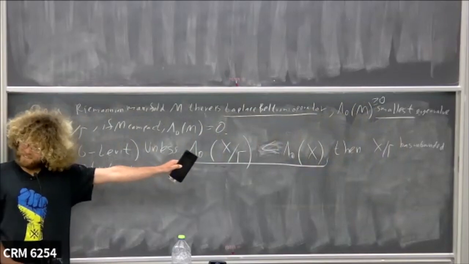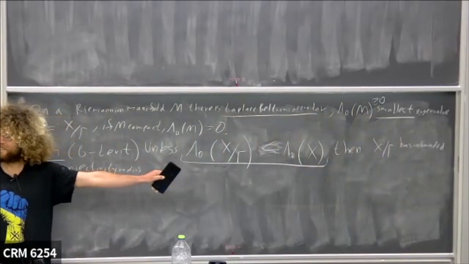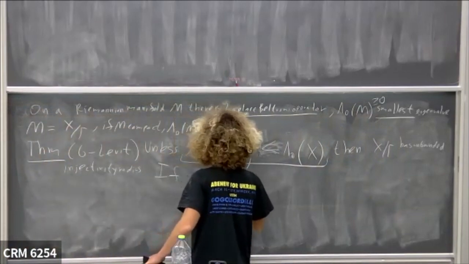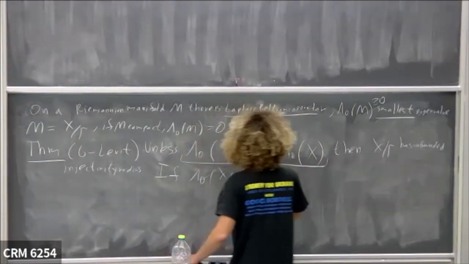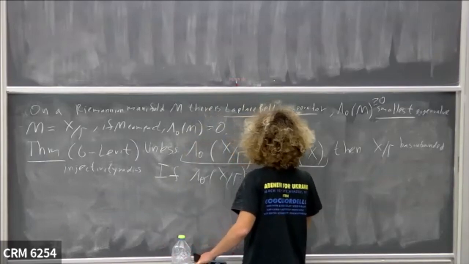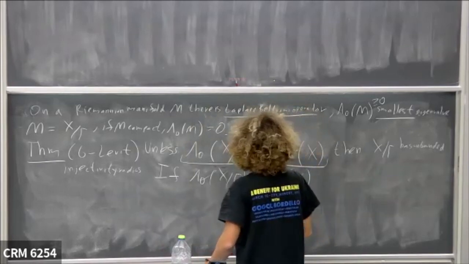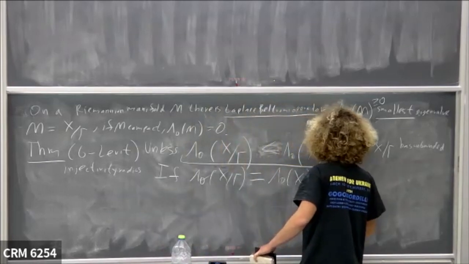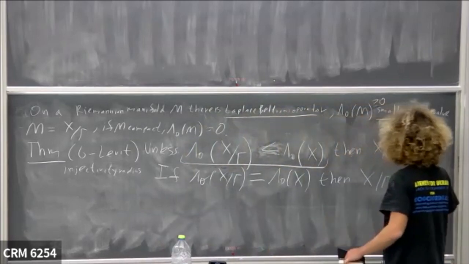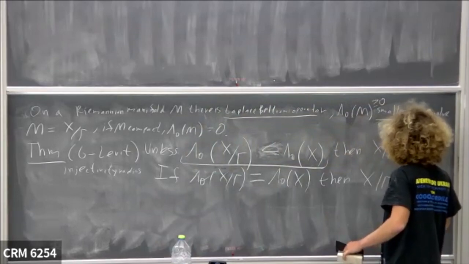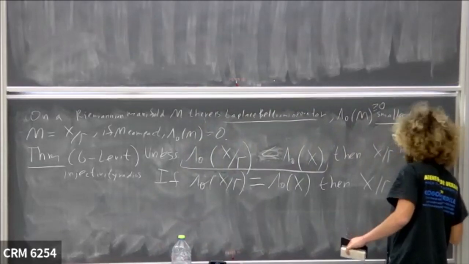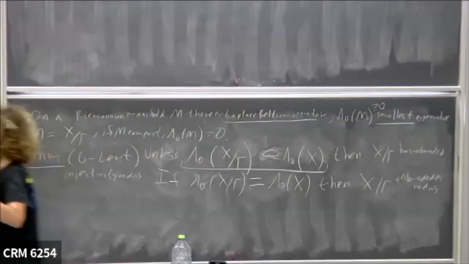This is the implication. Okay, contrapositive. If it's equal, then it's still big, X mod gamma is still big. The limit is there, it's smaller. Sorry about that.